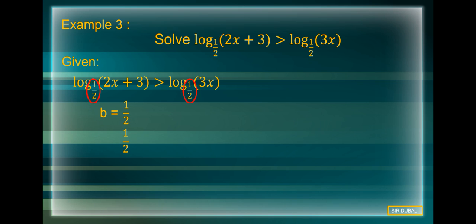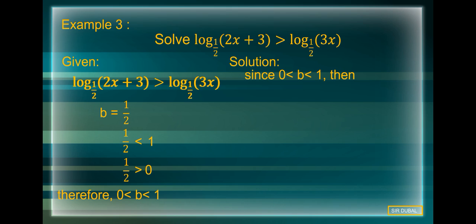And we all know that 1/2 is less than 1. And we also know that 1/2 is greater than 0. Therefore, b, which is equal to 1/2, is greater than 0 but less than 1. So for our solution, since b is greater than 0 but less than 1, then the direction of our inequality here will be reversed. That is based on our property number 2.